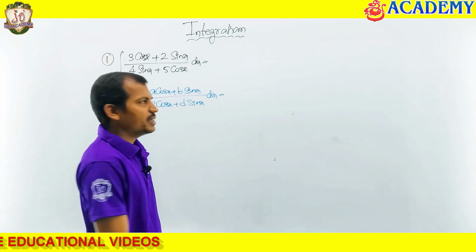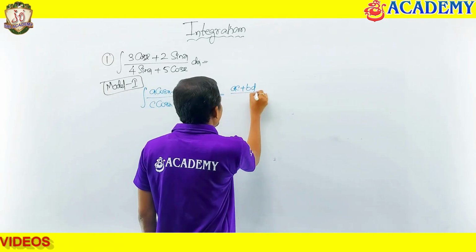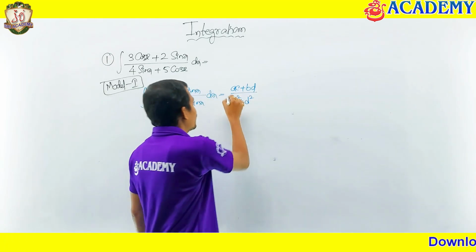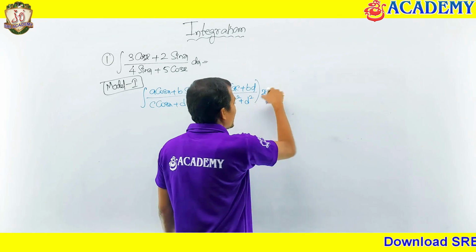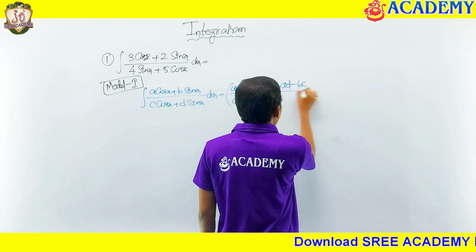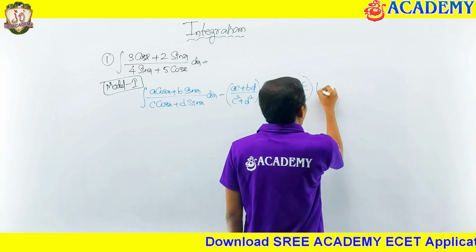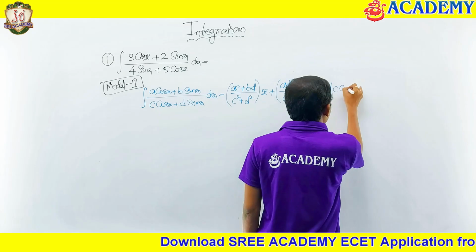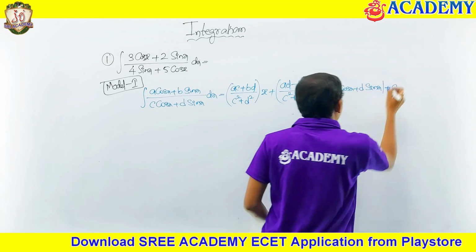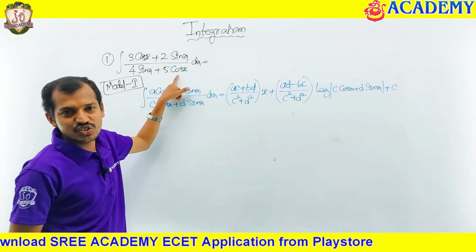is going to be (AC plus BD) divided by (C square plus D square), the quotients of sin and cos, into x, plus (AD minus BC) divided by (C square plus D square) into log of (C cos x plus D sin x), plus C. Based upon this formula we can write the answer for this question.